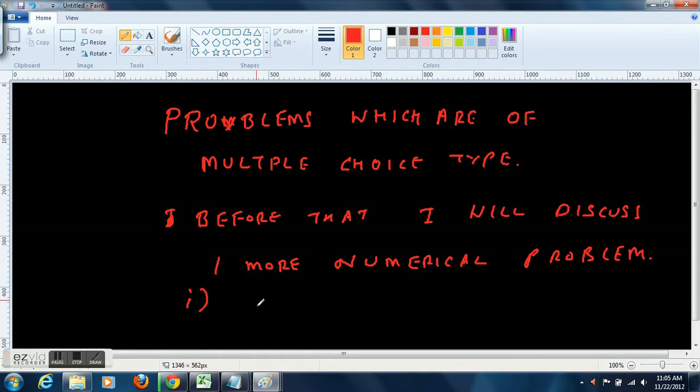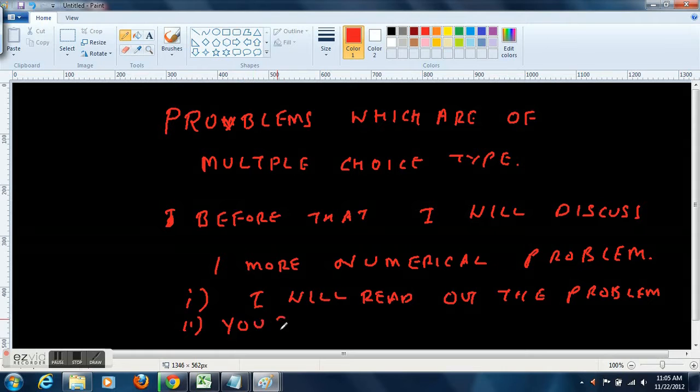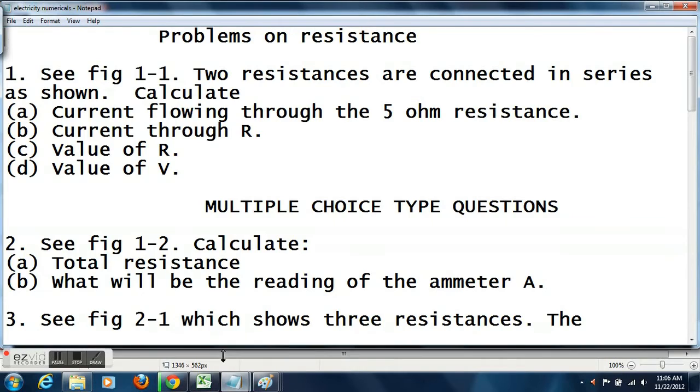So first thing, I will read out the problems in this tutorial. Second, you solve the problem all by yourself. Then in the next tutorial, I will discuss the solutions to these problems. So let me start with the first numerical problem.